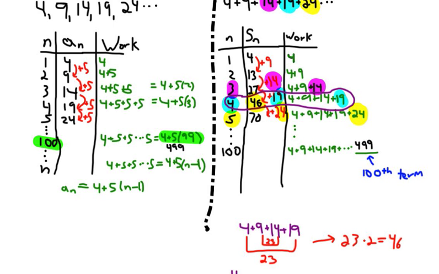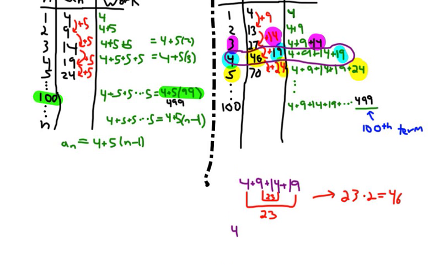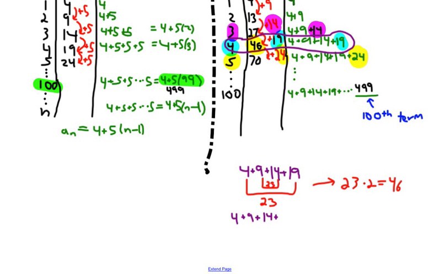So if we go to 100 now, 4 plus 9 plus 14 all the way up to 499, we can do it. What term came before 499? Well, 494, because that's 5 less, and the sequence was going up by 5. So 4 plus 499 is 503. 9 plus 494 is 503. And you could keep doing that until you had no numbers left to add.